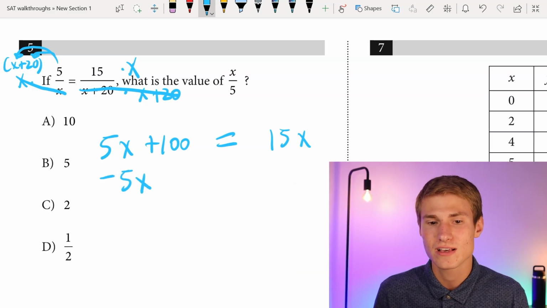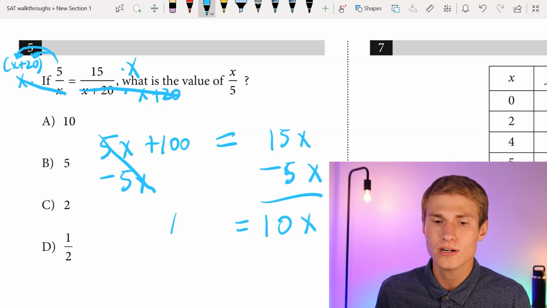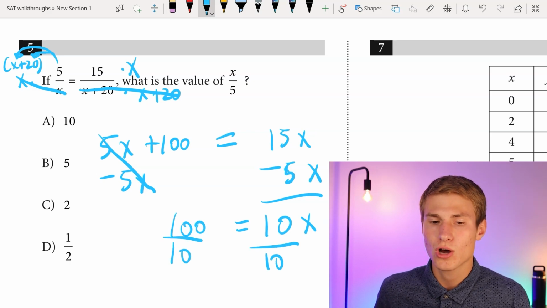So we're going to subtract 5x from each side. When we do that, we're going to have 15x minus 5x. That's going to leave us with 10x equals 100. From there, we can go ahead and divide each side by 10, and we're going to end up getting 100 over 10, which we know is equal to 10, which will equal x.